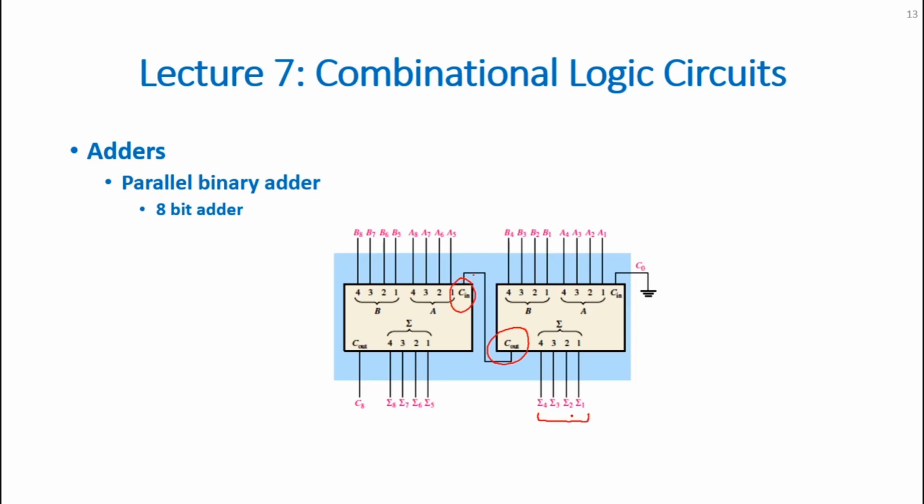The summation output can be given by summation 1 to summation 4 from the first adder, and summation 5 to summation 8 from the second adder, and then C8, which is the carry output. We can also call it summation 9. Yes, sometimes adding 8-bit numbers can result in 9-bit numbers.